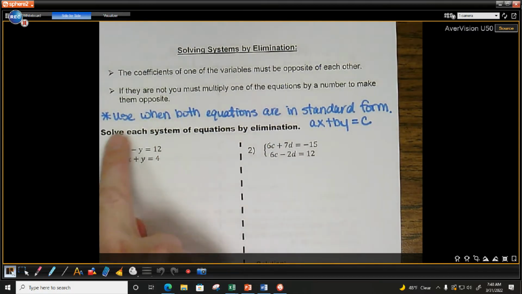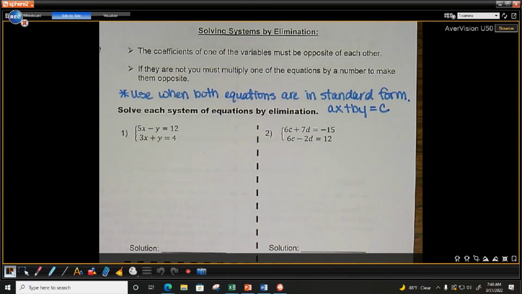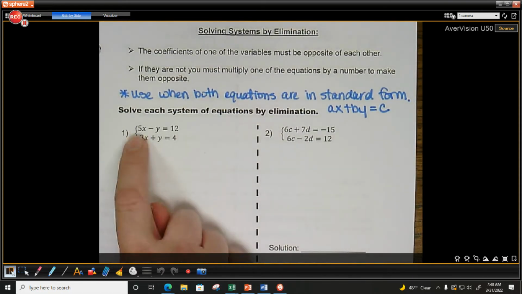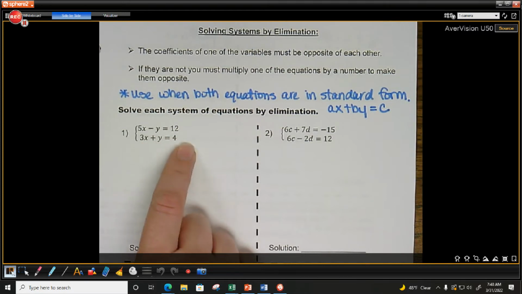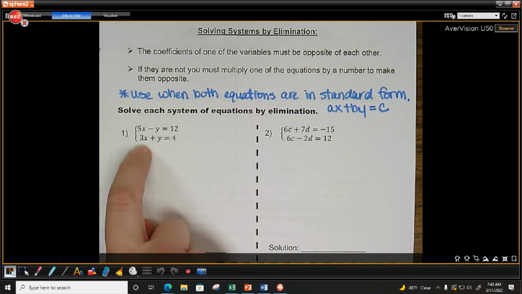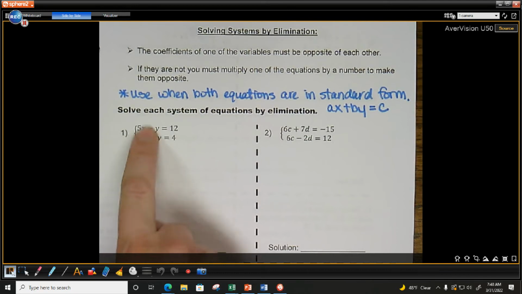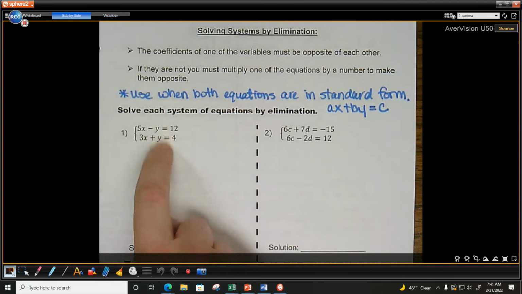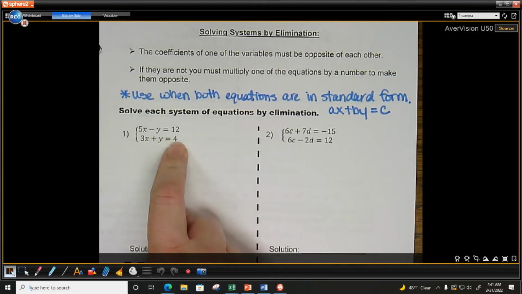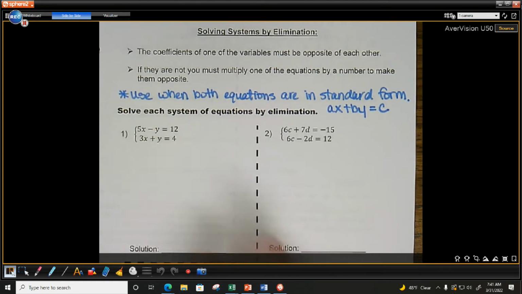Okay? Looking here. First thing we're going to do, are they both in standard form? X, Y equals a number. X, Y equals a number. Are they both in standard form? Yes. Also notice, are my X's stacked on top of each other? Are my Y's stacked on top of each other? Are my equals stacked on top of each other? And are my constants stacked on top of each other? That's how you know this is set up perfectly for elimination. Okay? So it's set up for elimination.